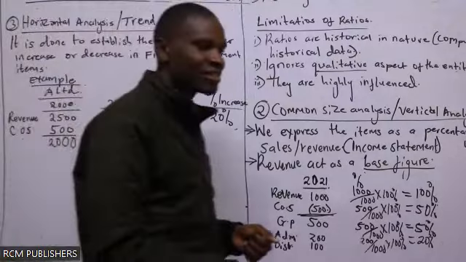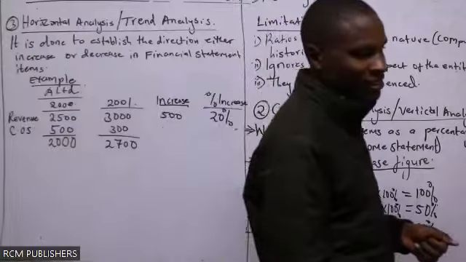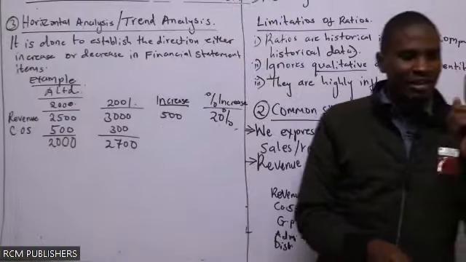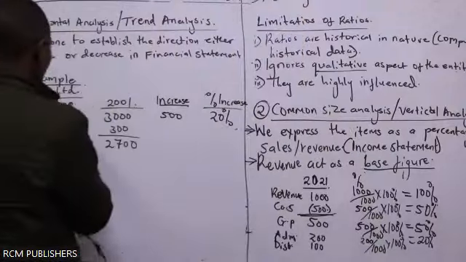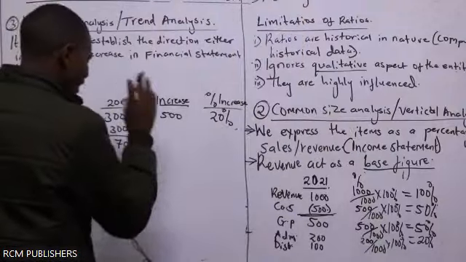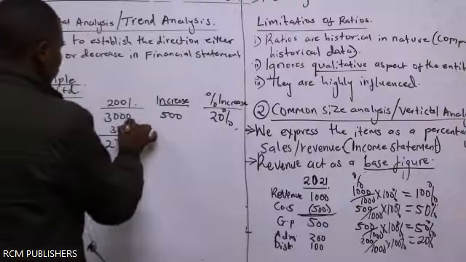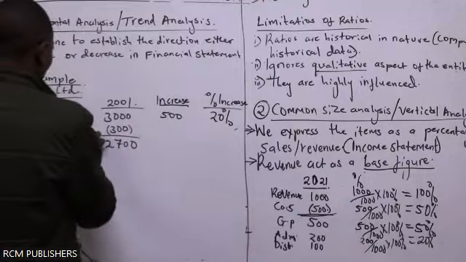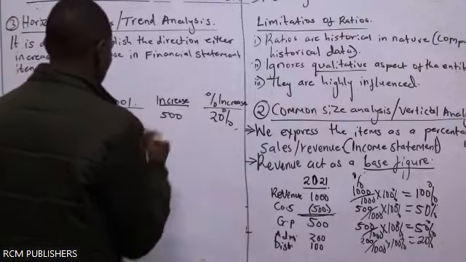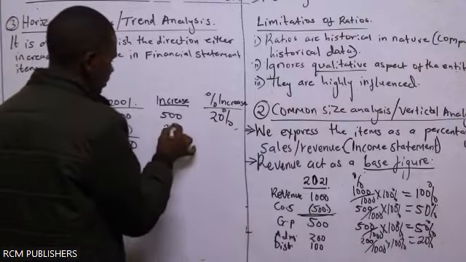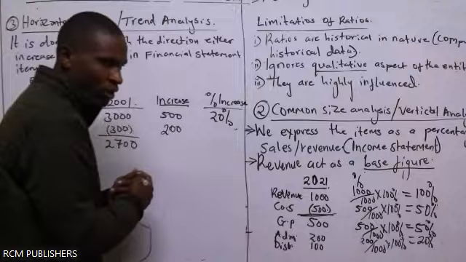This is very interesting. A decrease. A decrease of how much? 500 minus 300. Irregardless, don't look at negative. No, you look at the value. Here we are looking at the value, the item. What happened to the item? There was a decrease of 200.